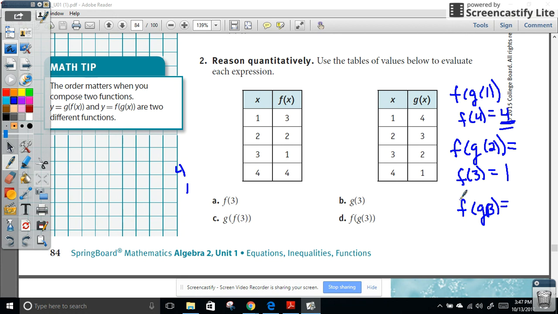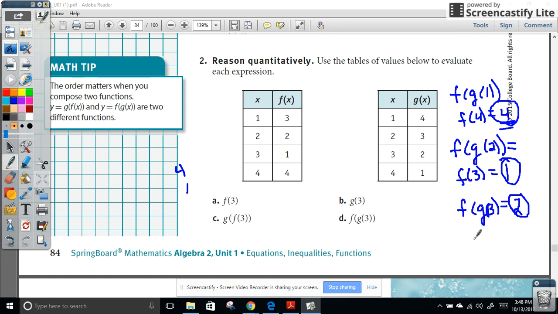So we were finding f of g of 3. So here's 3 in the g function. So 3 in the g function is 2. So now we got to go over here to the f function and find its value at 2, which is 2. So over here, the answer is 2. Before I go down and put that final answer, we've got the answers of 4, we got the answers of 1, and we got the answer of 2.